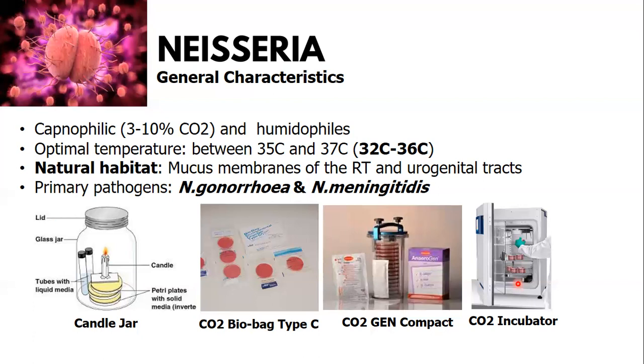However, take note that with the wide range of species under the genus Neisseria, there are only two organisms that are considered as primary pathogens. We have Neisseria gonorrhoeae and Neisseria meningitidis. So these two organisms will be the focus of our discussion as we move along with Neisseria species.